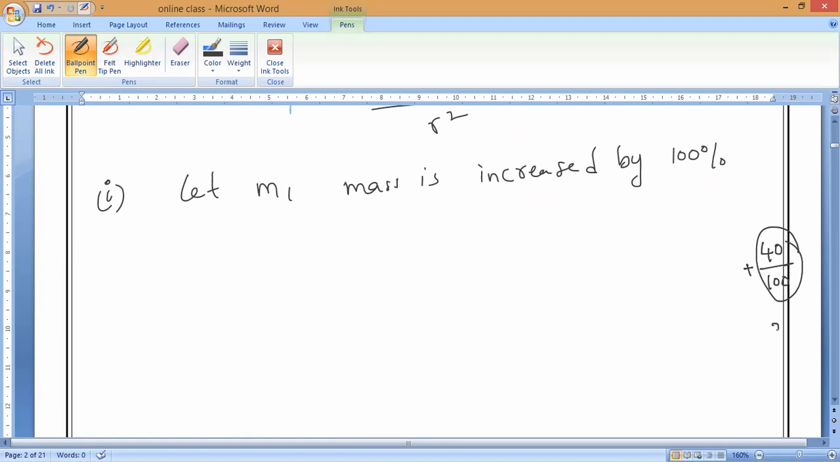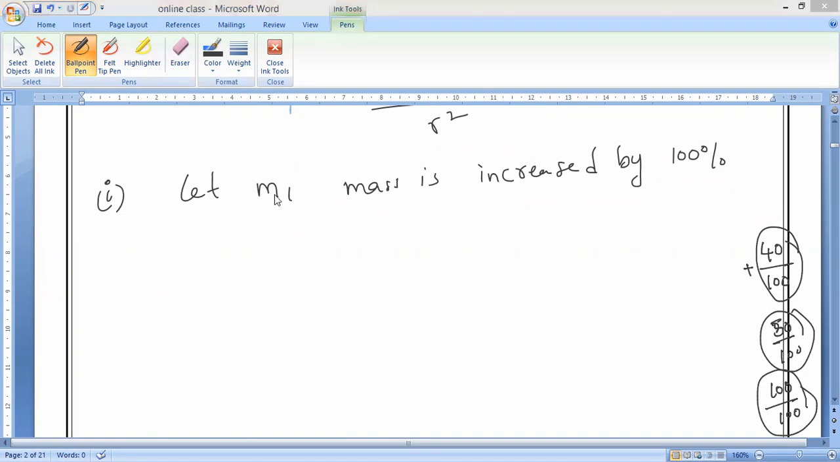My marks are increased by 50%. 50% means how will you write? 50 by 100. Same way, 100% increased means what will you write? 100 divided by 100. Correct. Yes or no? Please respond.